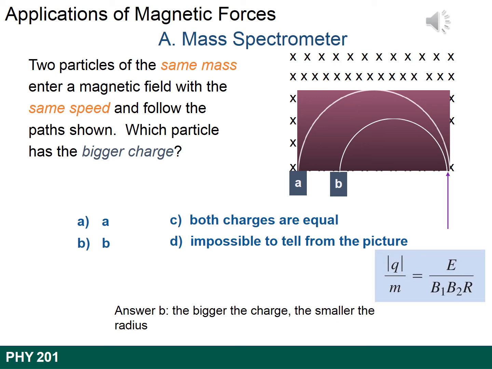Now it would be impossible to tell if q and m are variable. You have to find the ratio. But here in this problem they are saying they have the same mass. Now you can say if R is small, q is big, because q and R are inversely proportional. But if they hadn't said the words same mass, I couldn't tell.